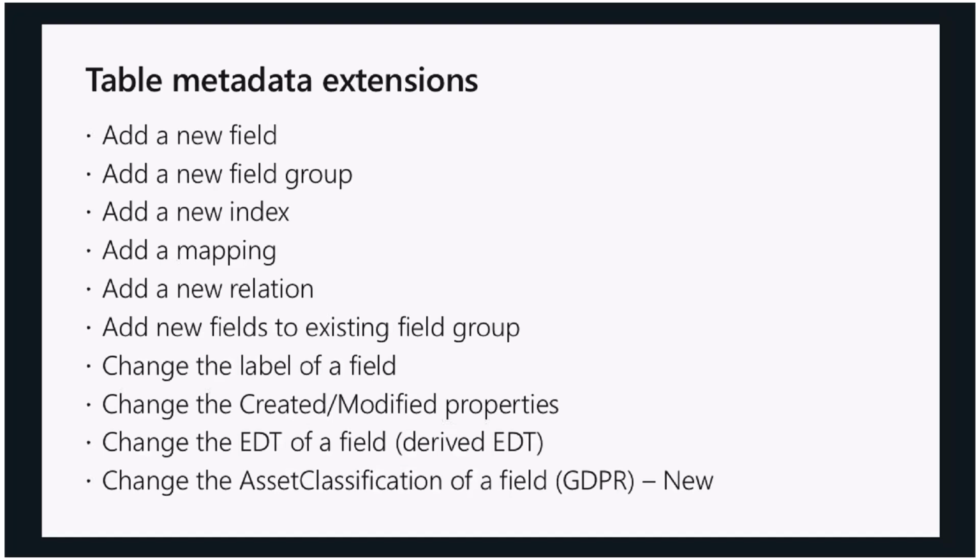In terms of changing the table metadata itself, we can change the label of a field, change if created and modified fields are included in the table, and change the EDT of a field, but only to a derived EDT of the base type. Essentially, you can make the field be more specific, but not entirely change the data model. A new property that is supported as part of our GDPR compliance is the asset classification of a field. This can now be modified or changed in an extension.